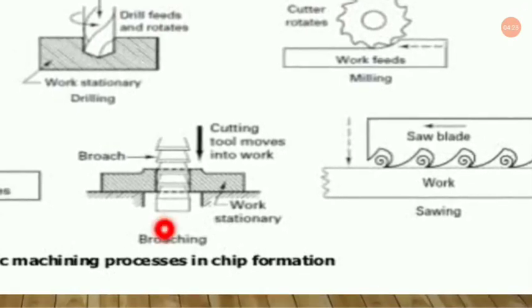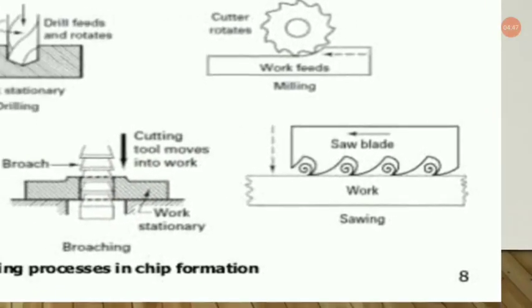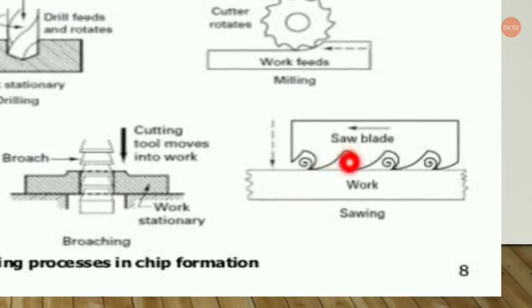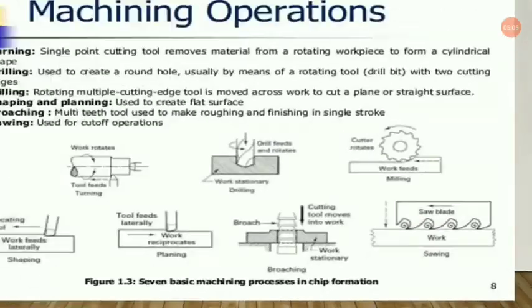Next, you can see it is a broaching operation, where the broaches, like teeth, are being fed into the workpiece, and the work is remaining stationary. This cutting tool moves into the work, and we are having the rough and finish cut in a single stroke. Next is your saw blade. This you can see over here, saw blade. Generally the carpenters are using this type of saw blades to remove material from the workpiece, wooden workpiece. This is known as sawing. Okay, this is the saw blade.